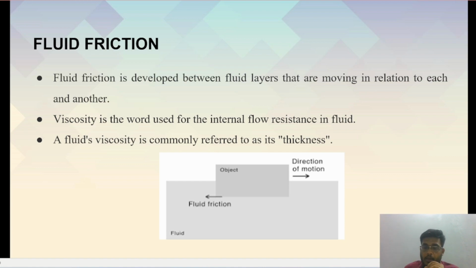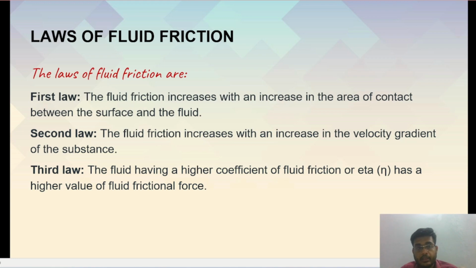There are 3 types of fluid friction laws. The first law defines that the fluid friction increases with an increase in the area of contact between solid and fluid. The second law, fluid friction increases with an increase in velocity gradient. And the third law, a fluid having a higher coefficient of fluid friction has a higher value of fluid frictional force. So these are the 3 basic laws. This is like a recall of fluids 1 and 2.